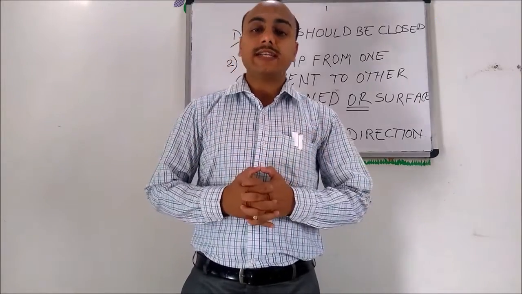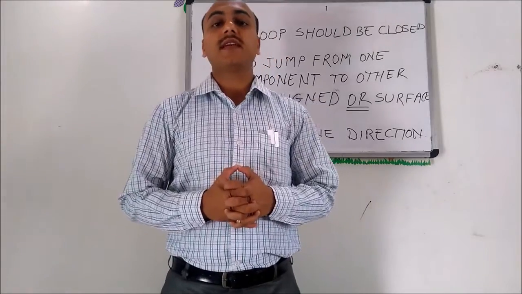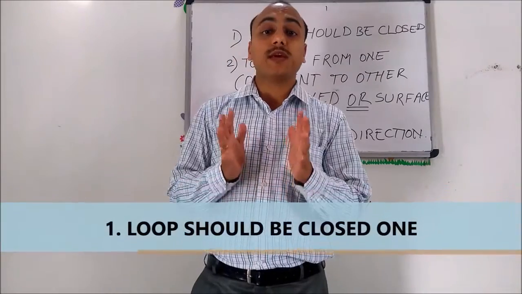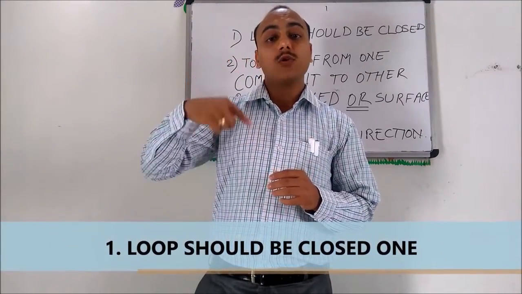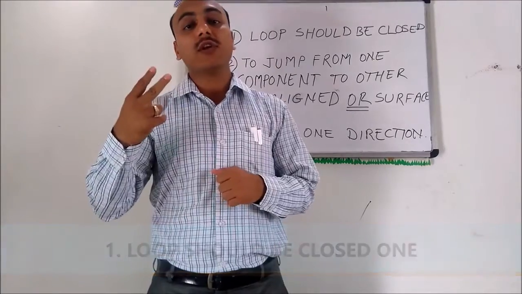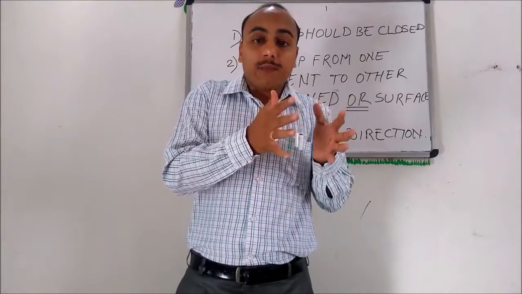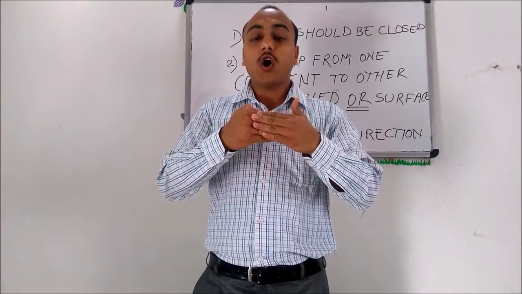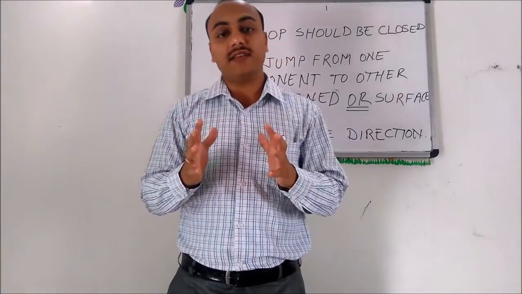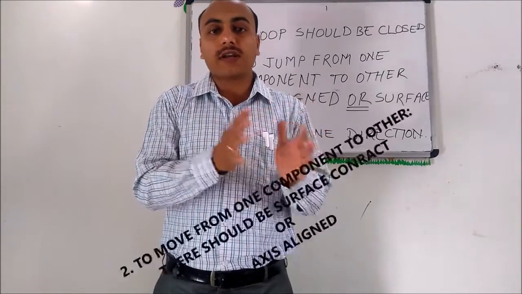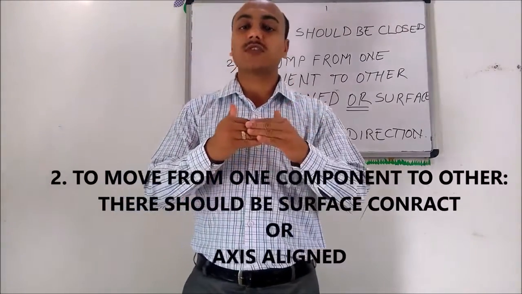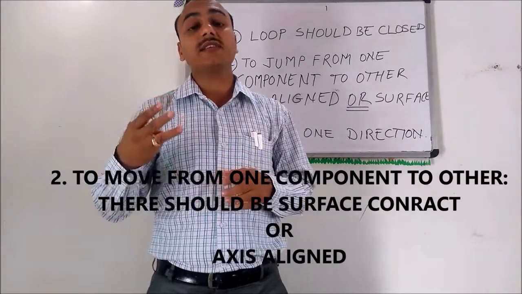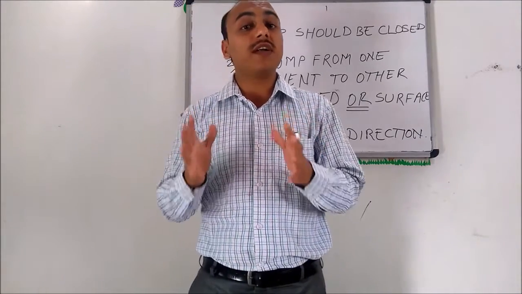Before going ahead, let's quickly revise the rules in preparing a loop diagram. The first rule is the loop should be a closed one to find a gap. The second rule is, to move from one component to another component, there should be some surface to surface contact or both components' axes must be aligned. The third rule is the loop diagram should be in one direction only.